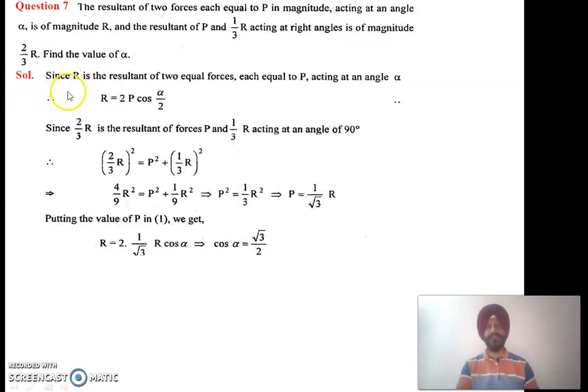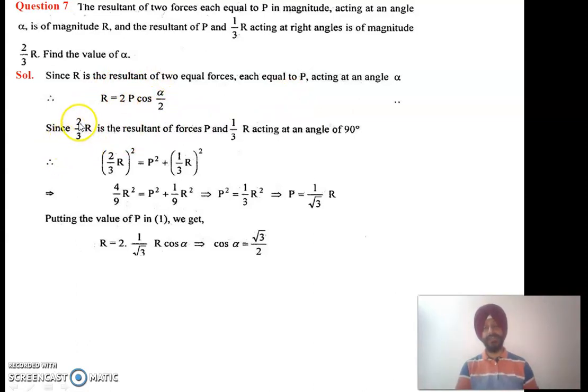The first case is when R is the resultant of two equal forces acting at a point, so R is equal to 2P cos alpha by 2. Student, it's very much easy. Just put P: R square is equal to P square plus Q square plus 2PQ cos alpha. Here Q is equal to P, so you get this result.